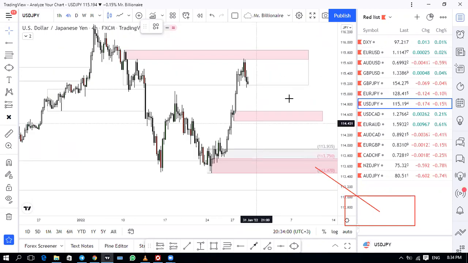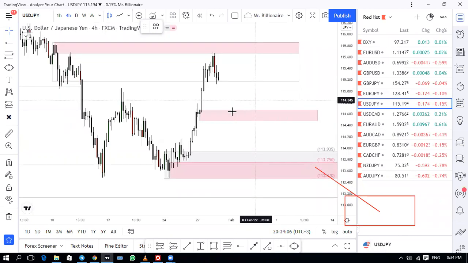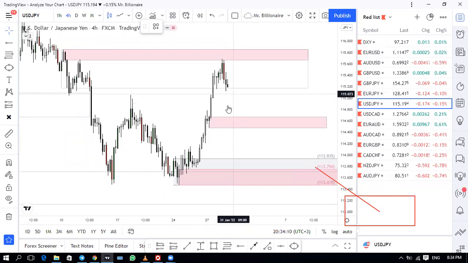So I will be looking for buying opportunities around this 4-hour demand zone. This is where I will either put a buy limit order, pending order, or wait for a confirmation entry.